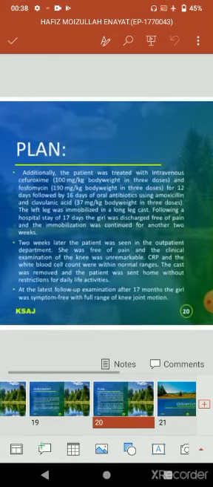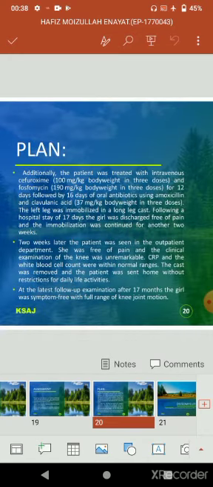Plan: the patient was treated with intravenous cefuroxime and fosfomycin for 12 days, followed by 16 days of oral antibiotics using amoxicillin and clavulanic acid. The left leg was immobilized in a long leg cast. Following a hospital stay of 17 days, the girl was discharged free of pain, and the immobilization was continued for another 2 weeks. 2 weeks later, the patient was seen in the outpatient department.